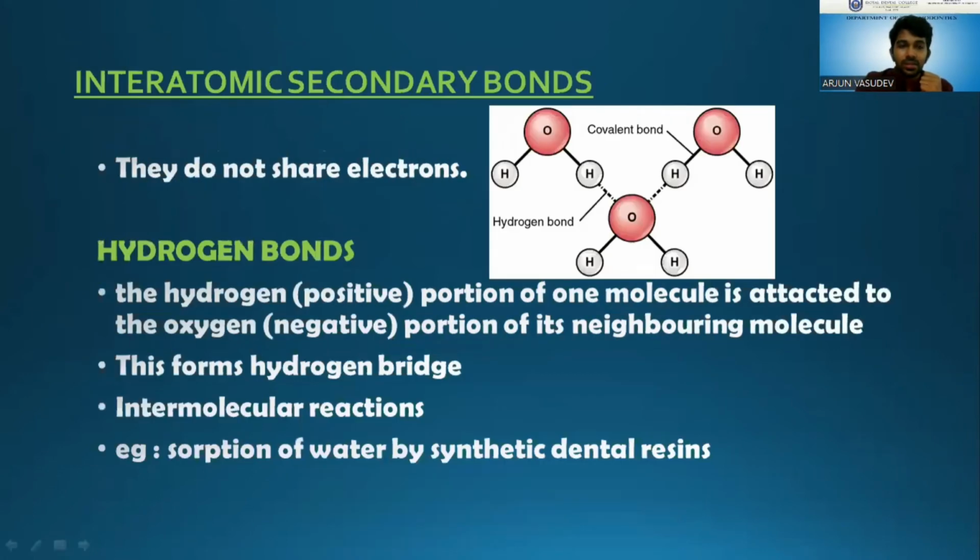Now, interatomic secondary bonds. They do not share electrons. Hydrogen bonds: the positive portion of one molecule is attracted to the oxygen, that is the negative portion of its neighboring molecule. This forms the hydrogen bridge. Intermolecular reactions, example, sorption of water by synthetic resins, dental resins.